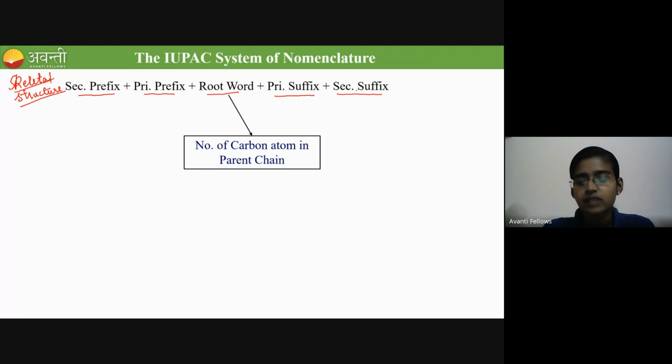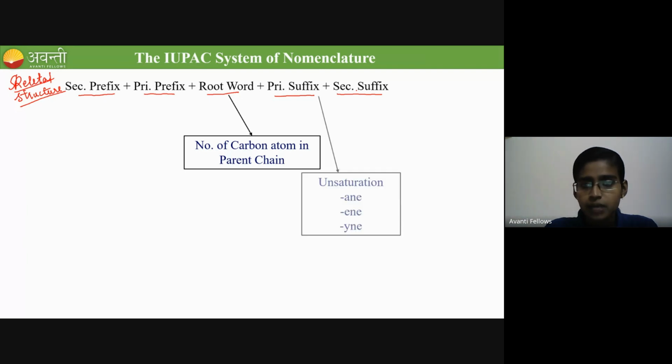I'll tell you the root word in the next slide. Okay. And primary suffix, who are the primary suffix? They represent the unsaturated system or the saturated system. It can be alkane, alkene and alkyne.